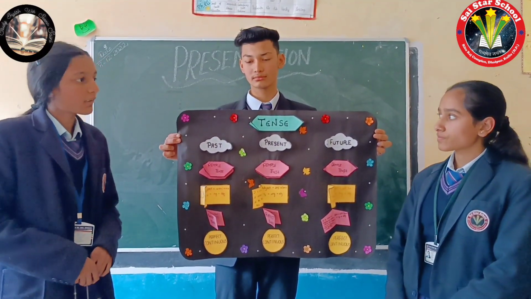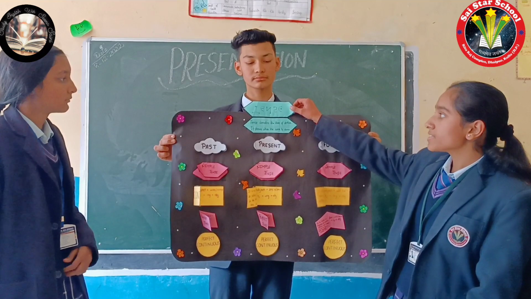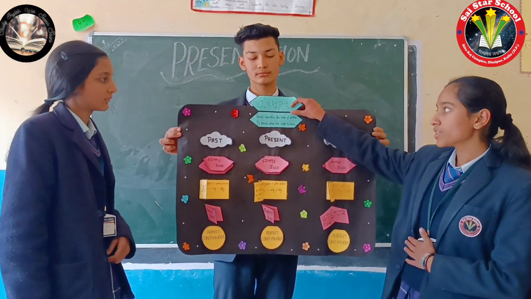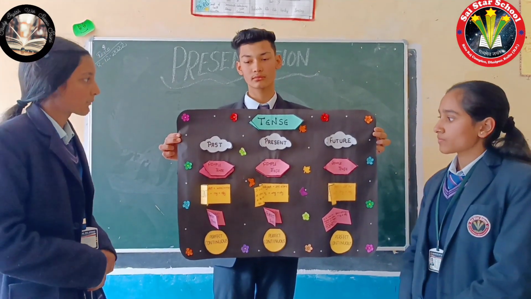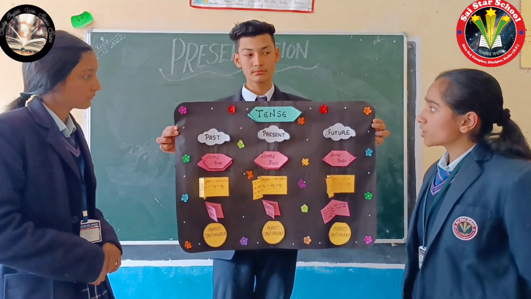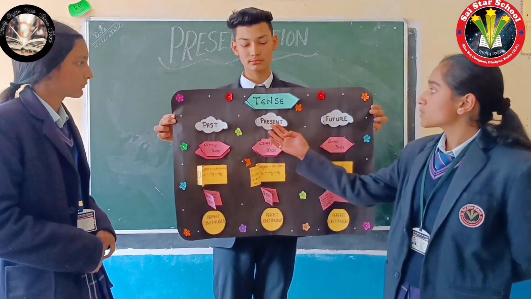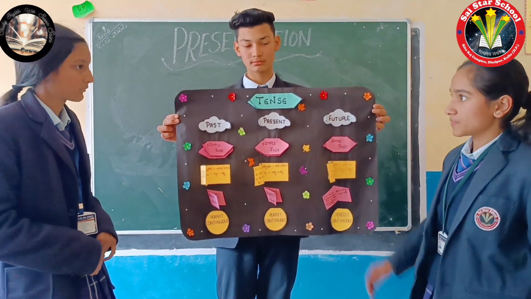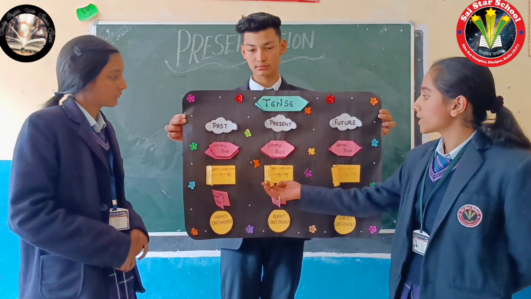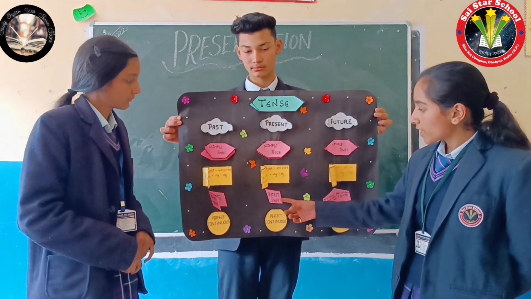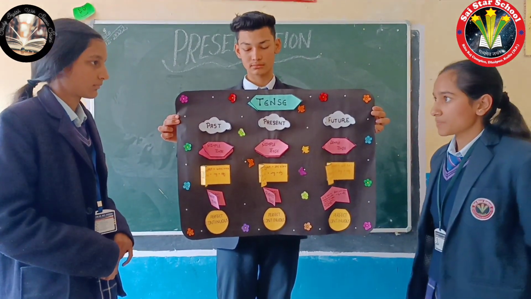So Ankita, can you tell us what is tense? Yes, tense is used to denote the time of action. It shows when the work is done. How many forms of tense are there? There are three main tenses: past tense, present tense, and future tense. These tenses are also mainly divided into four types: simple tense, continuous tense, perfect tense, and perfect continuous tense.